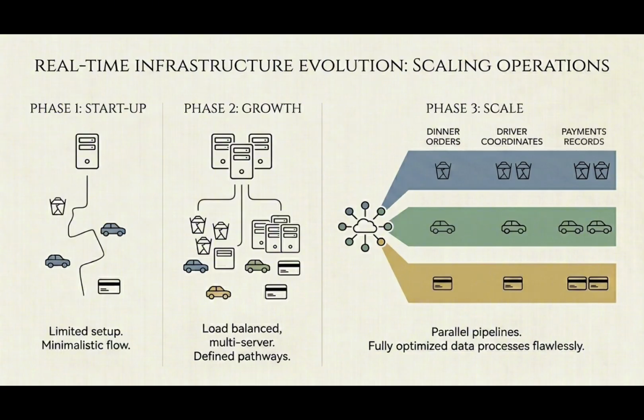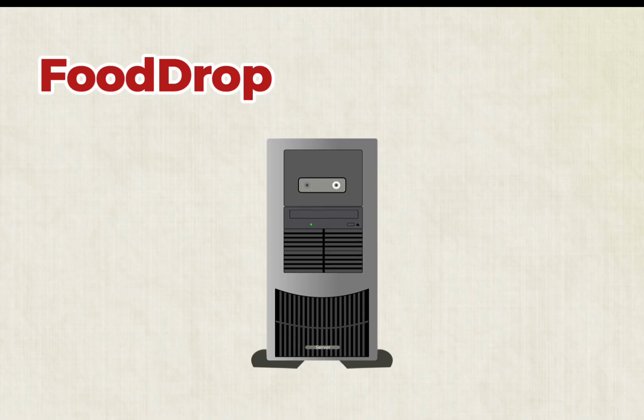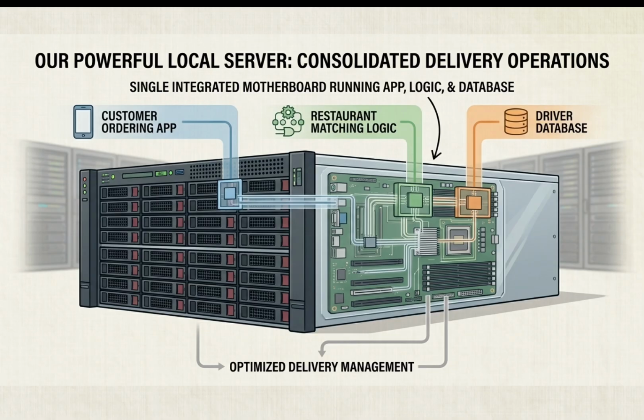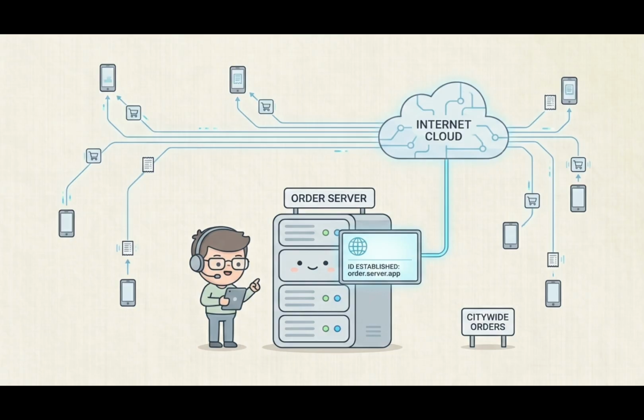Let's dive in. When FoodDrop first launched, the entire platform ran on a single physical server. This was just one powerful computer machine sitting in a local data center, running our customer ordering app, our restaurant matching logic, and our driver database all on one motherboard. Because customer phones across the city needed to upload order data to our application, our server needed to be identified on the internet somehow. This is exactly where IP addresses come in.